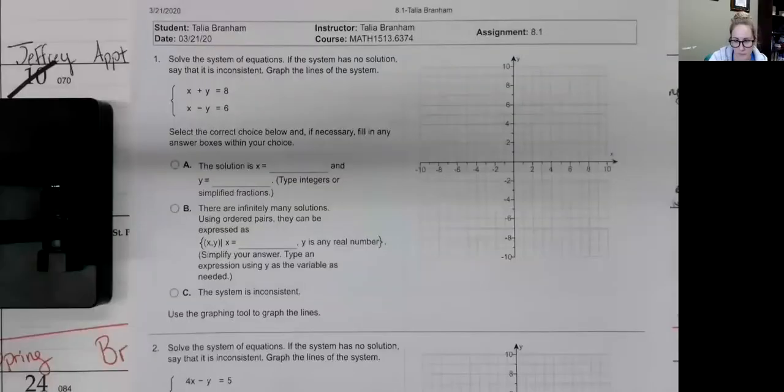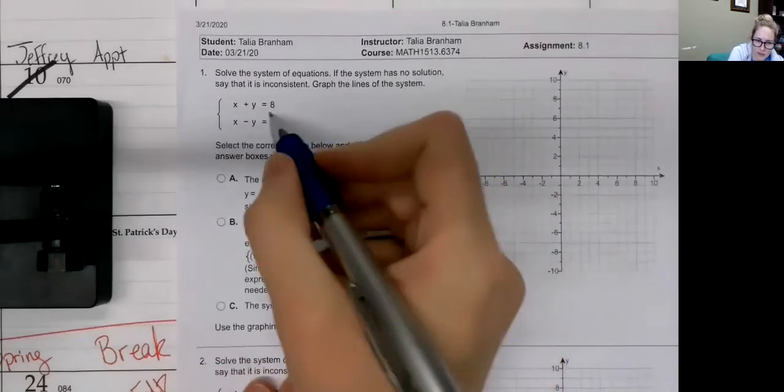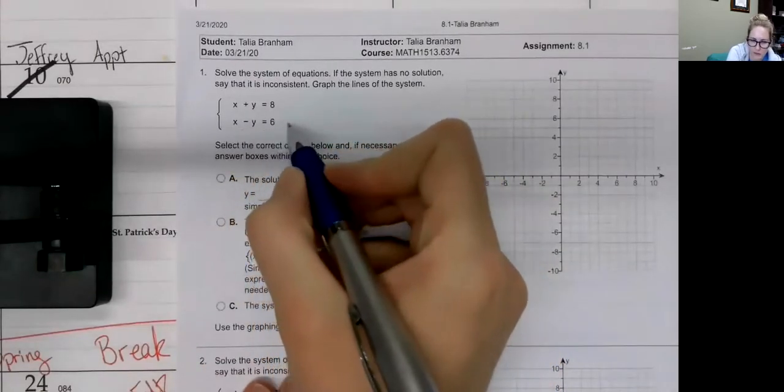So starting off with your problems, I want y'all to see. We're going to start with the document camera actually, so let's go there. So this is the problem that I have pulled up on my computer, and I wanted to show you all how to work this out. So we have x plus y equals 8 and x minus y equals 6.